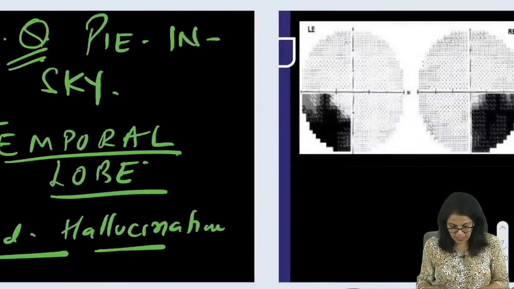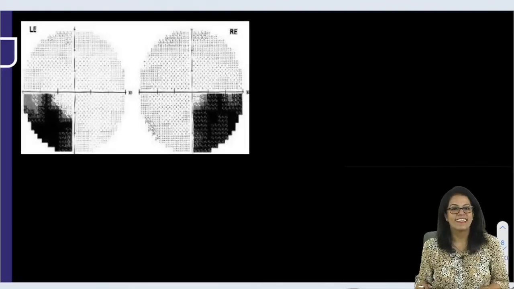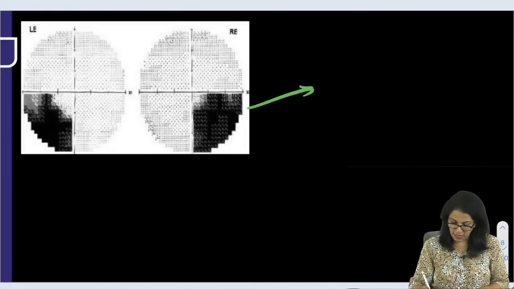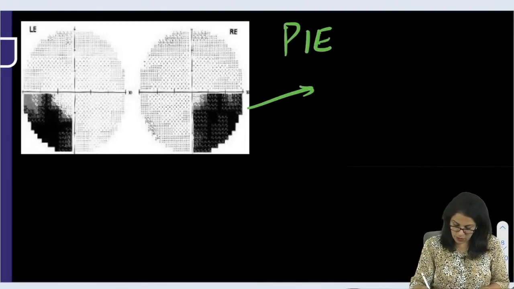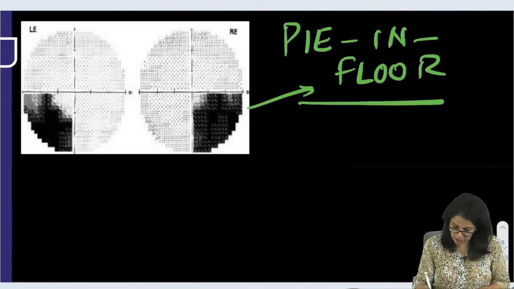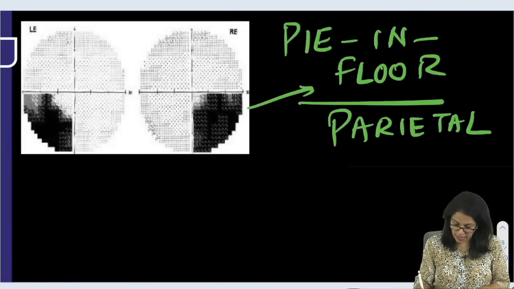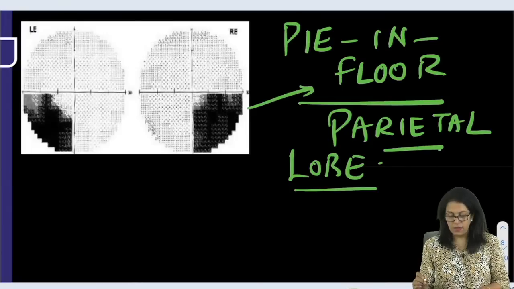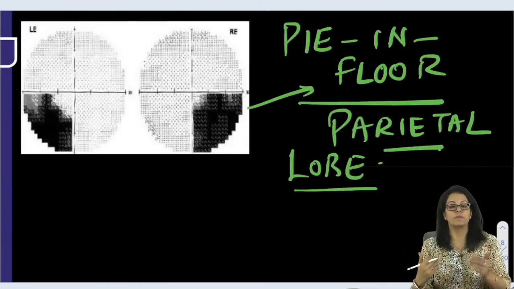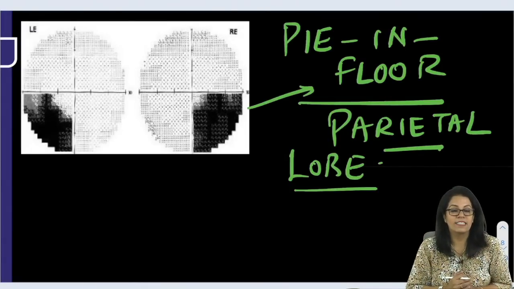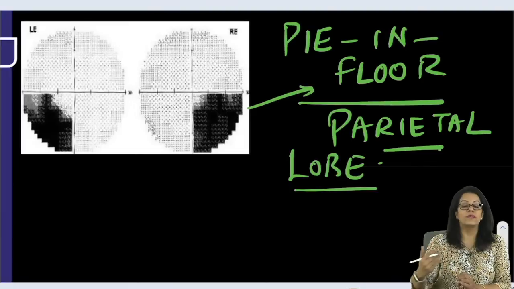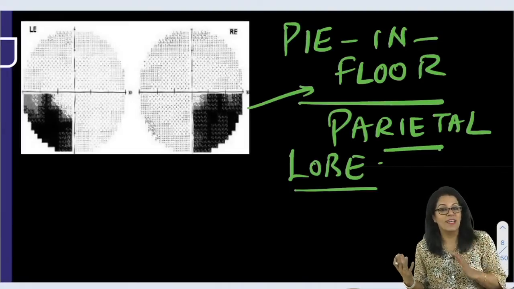Okay, so we come to the next image. What is this? I think you all can quickly relate. We are now talking about inferior quadrantanopia. This is pie in the floor, and pie in the floor is a feature of parietal lobe. Let me ask you one more question. Parietal lobe lesion, which part of the optic radiation pathway is affected? It is mainly anterior. As we go into the deep parietal, we will get homonymous hemianopia.